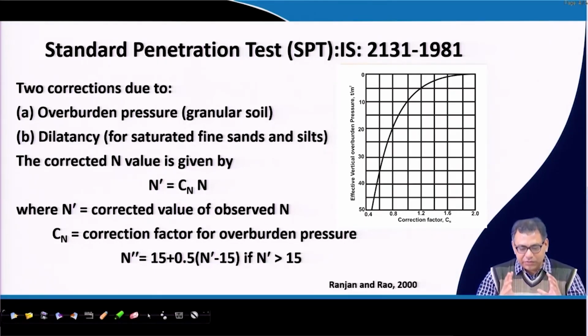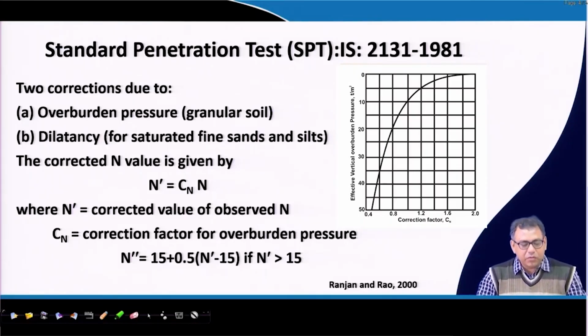Now, once we get this N value, we have to apply different corrections. So, what are those corrections? As per the IS code, we have to apply two corrections. One is the overburden pressure correction, which you have to apply for granular soil, and another is the dilatancy correction that you have to apply for saturated fine sand and silts.